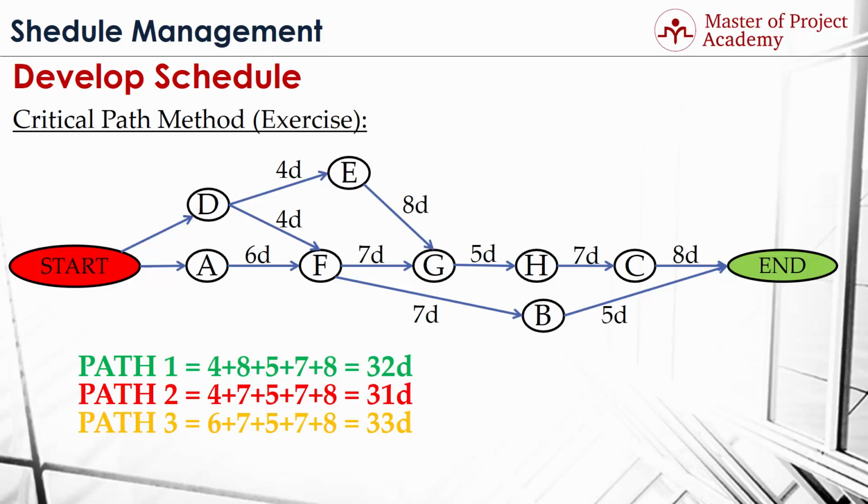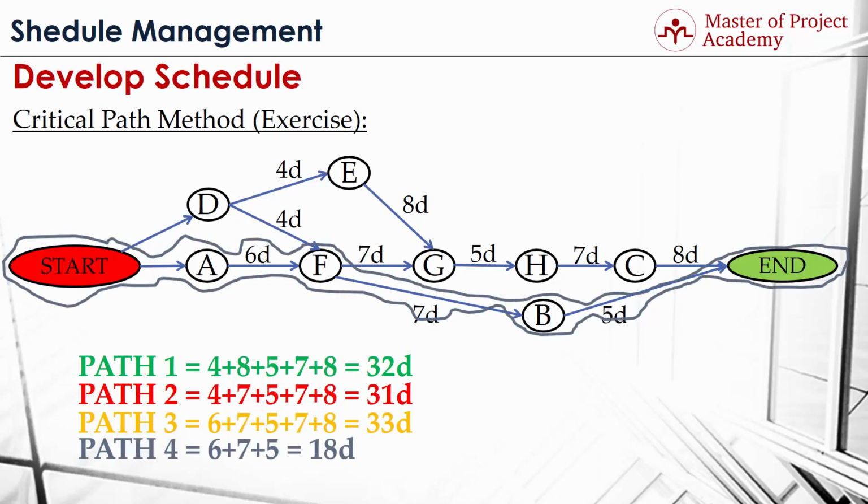And the last other possible path from beginning of the network diagram till the end is path 4, which is the purple path. And in this path, we have 3 activities, which are A, F, and B, respectively. When we sum up the activity durations in this purple path, we find the duration of path 4 as 18 days.